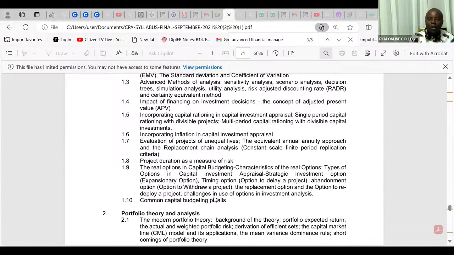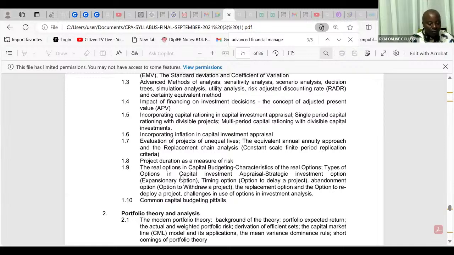And then number 2, get to know your content. Get to know the deliverables. What are the outcomes which are expected of us? What are we supposed to plan here? So Macaulay will be the measure of project duration as a risk.